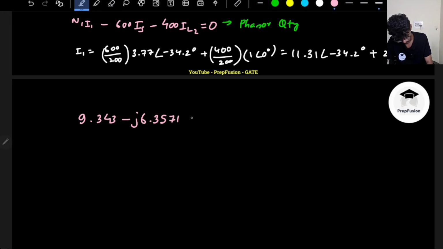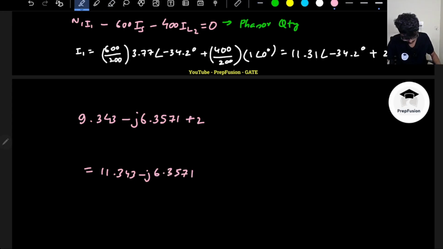3571. Okay, and plus of course 2 is there, so this will come out to be 9.343 plus 2, 11.343, minus j 6.3571. So whole square plus 11.343 whole square, whole under root, that is equal to 16.